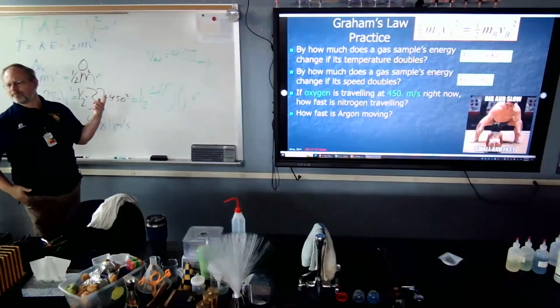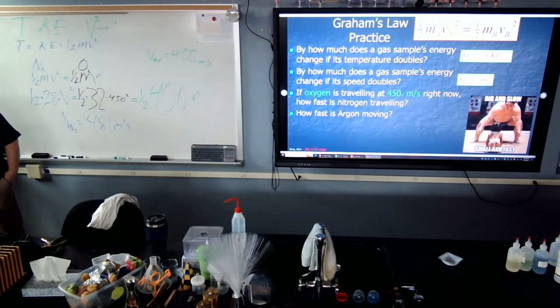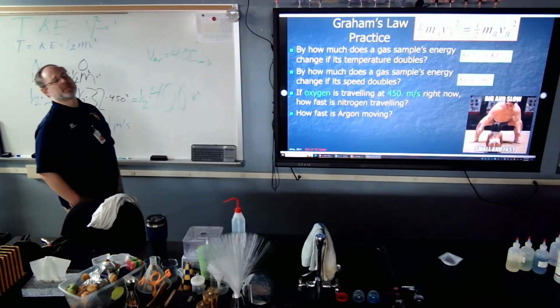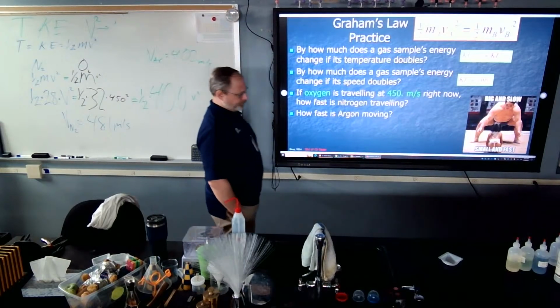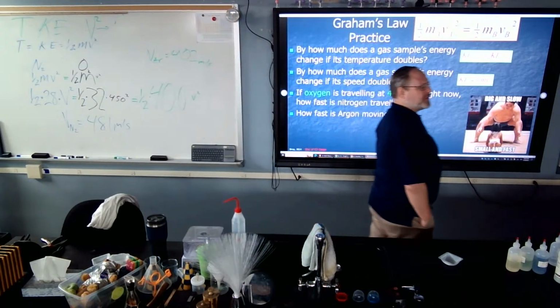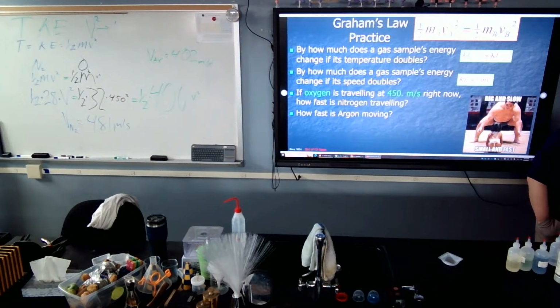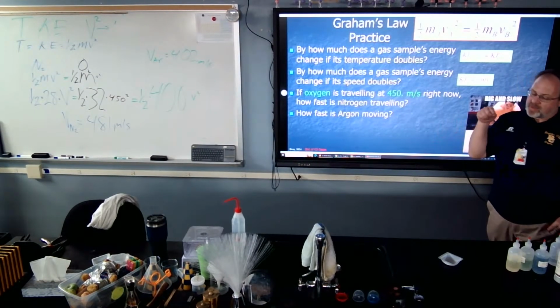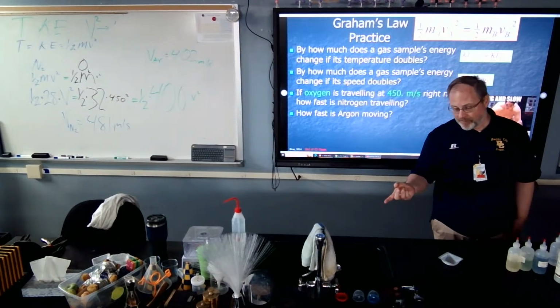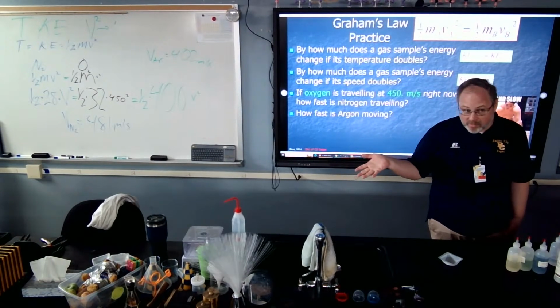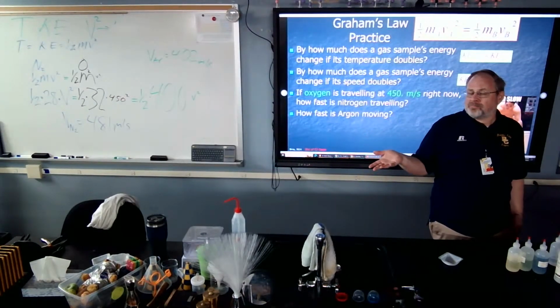Sound good? There's a question on your worksheet you're going to be doing in about 10 minutes, and it says a certain gas is going 3 times faster than another gas. Do not be intimidated that they didn't give you a number. You just basically say, if it's going 3 times faster, I'm going to make that gas 10 and make the other gas 30. Easy.